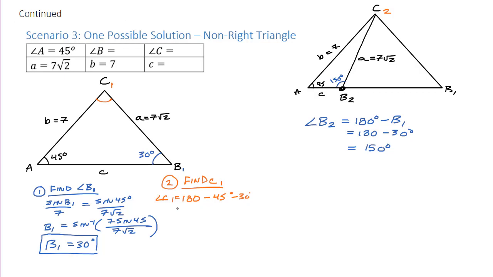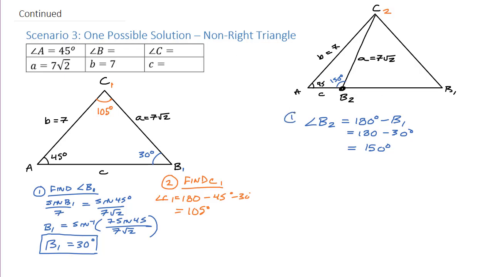All right, so 180 degrees minus 45 minus 30 gives us 105 degrees. So this triangle works out just fine. There's nothing wrong with it, right? 45 plus 105 plus 30 makes 180 degrees, no problem. So let's go back to the other one.